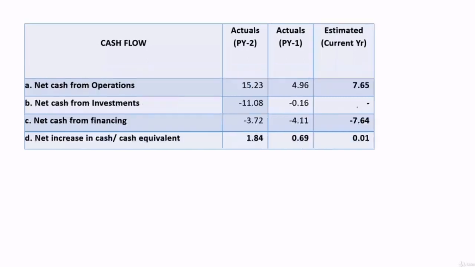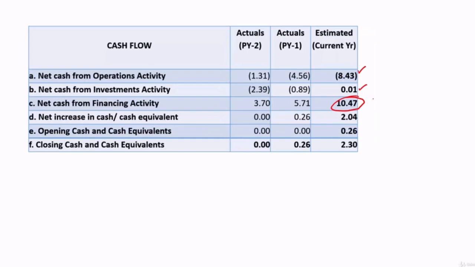This 10.47 crore has to be analyzed, because they are estimating almost double the level of previous year financing activity. So what are the sources? How much is coming from equity? How much is coming from bank financing? How much is coming from other loans? All those have to be listed out here, and eventually if you total this, they will have 2.04 crore cash generated during the year. With that, if the opening balance is added, closing will be 2.3.